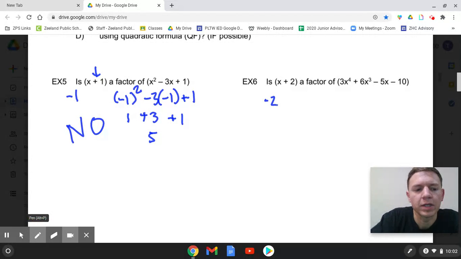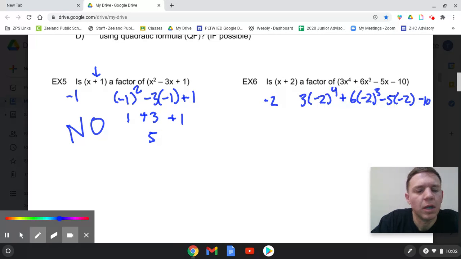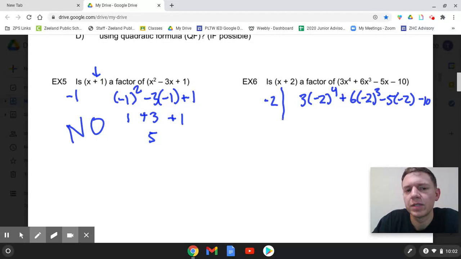Okay, let's plug that in where I see x. All right, 3 times negative 2 to the fourth. Well, the negative 2 is the only thing raised there. Plus 6, then raising negative 2 to the third, minus 5 times the negative 2, minus 10. Well, don't want to confuse that. Negative 2 to the fourth, I think that's 16.